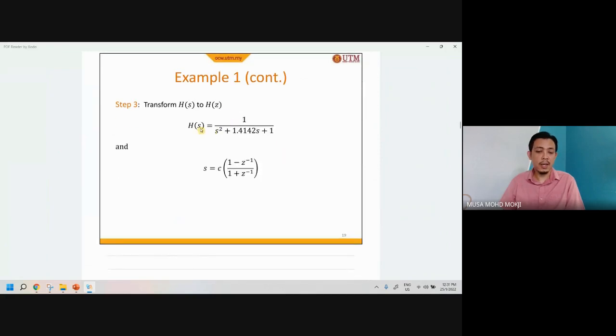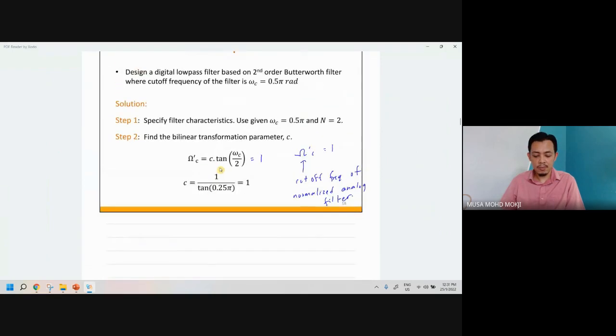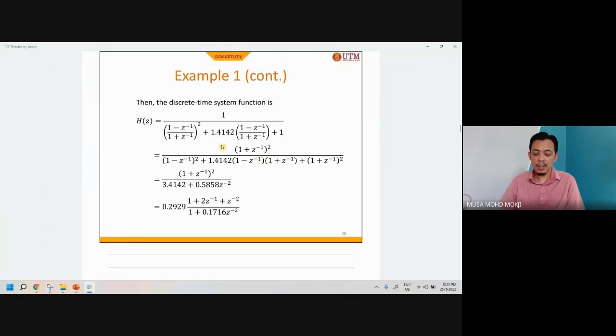Right, so this is H(s), and then replace every s with a c: 1 minus z to the power of minus 1, over 1 plus z to the power of minus 1. And we already know what c is. So what is c? c is here. c is equal to 1. Okay, and then replace every s. So this is the one that you will have.